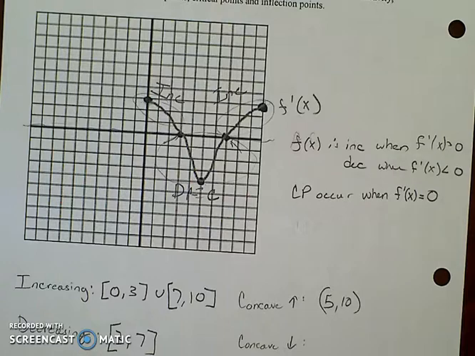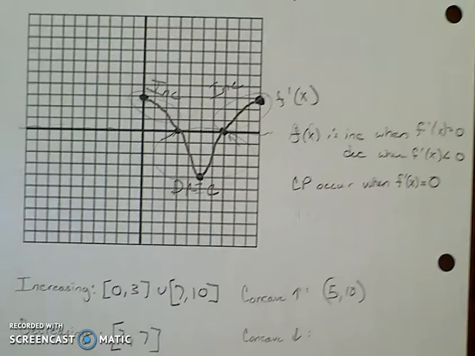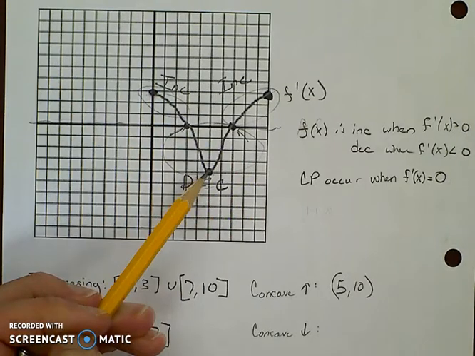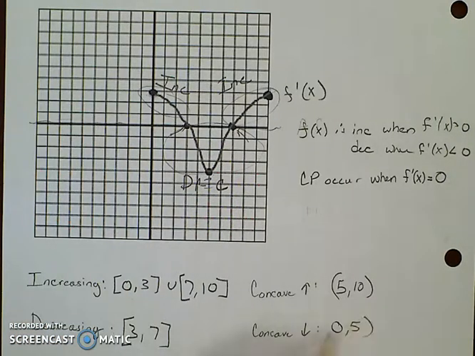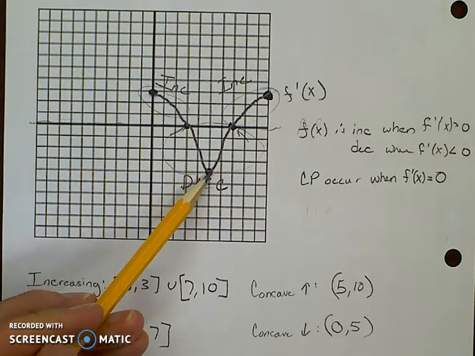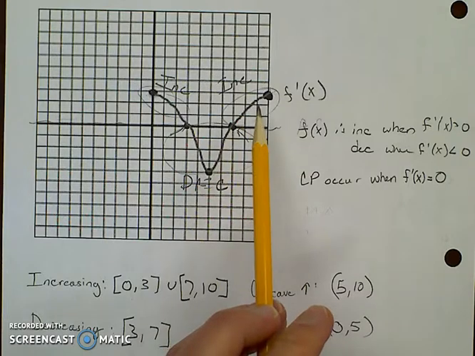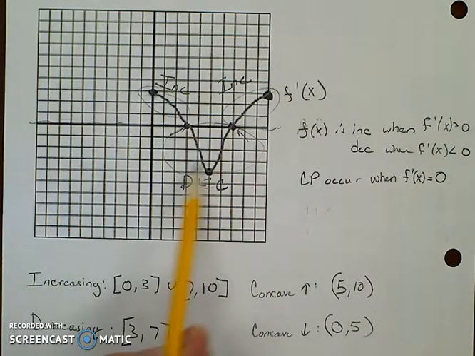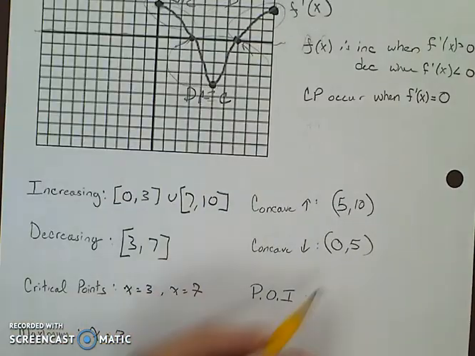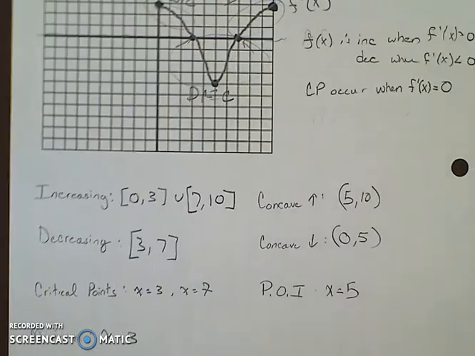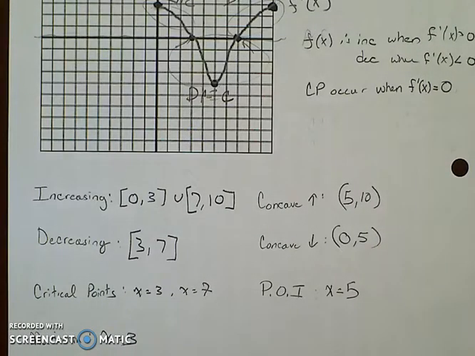We always use open brackets. Where is it decreasing? Decreasing from 0 to 5. That is where it's concave down. It's where the second derivative is less than 0. This is where the second derivative is greater than 0. And then where is the maximum or minimum? At x equals 5, that is where the point of inflection is. So hopefully that chart helped a little more.